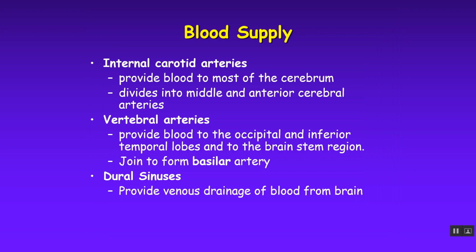Blood supply. So we've got to get some blood up to this brain to make it function. There are two major supplies of blood that go to the cerebrum, to your brain and brainstem. One is via the internal carotid arteries. The internal carotids provide most of the blood to the cerebrum.